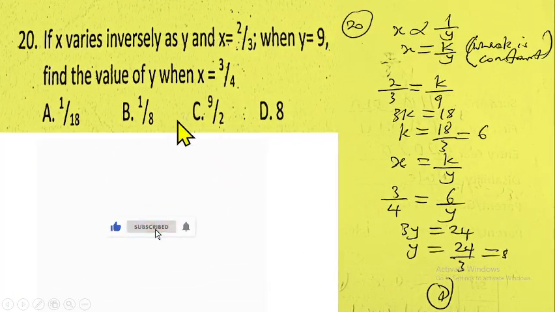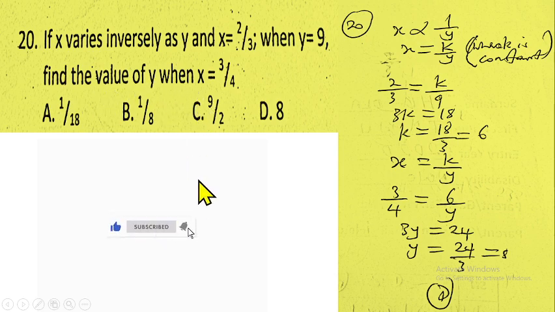Question number 20 is from variation. If x varies inversely as y, and x is 2 over 3 when y is 9, find the value of y when x is 3 over 4.